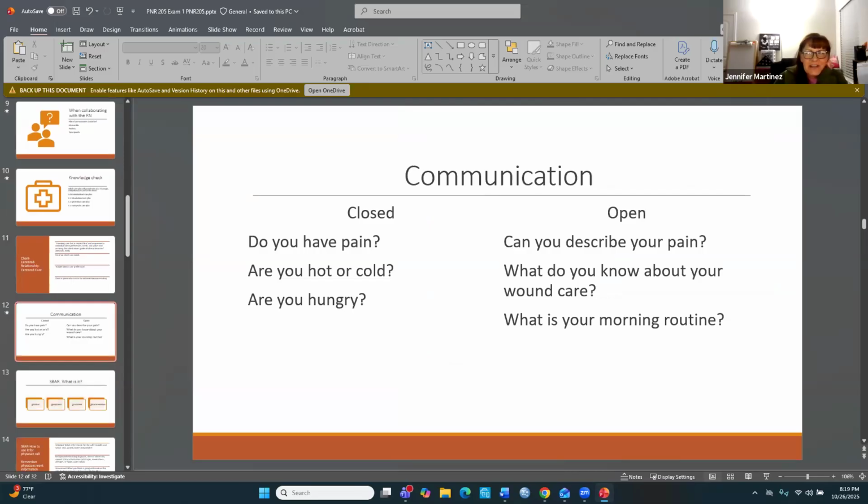So that brings us to communication, and we've talked a lot about communication since the beginning of the course. We understand how important it is to have open, therapeutic communication with our clients as well as their families. We do that interview with our clients so that we can obtain all the information we need about them. One of the ways that we do that is through asking questions. We have two types of questions: open-ended and closed-ended.